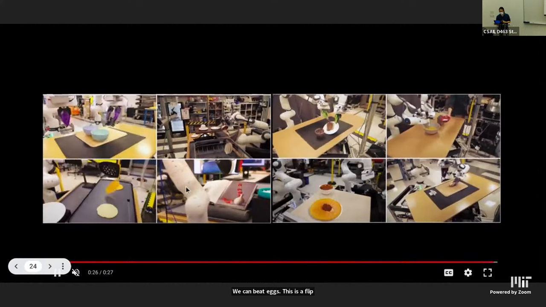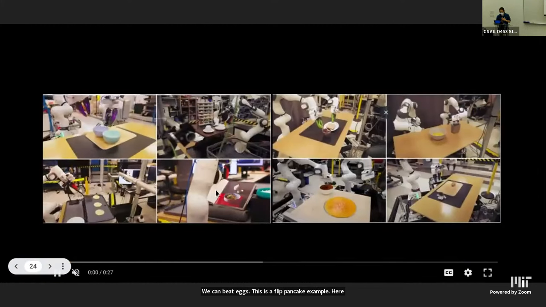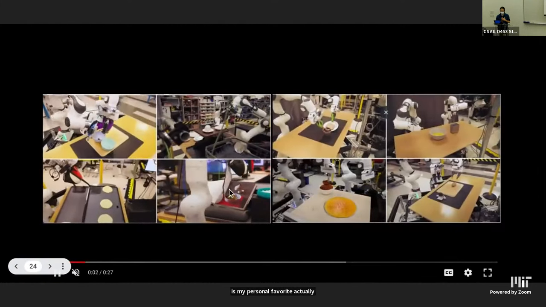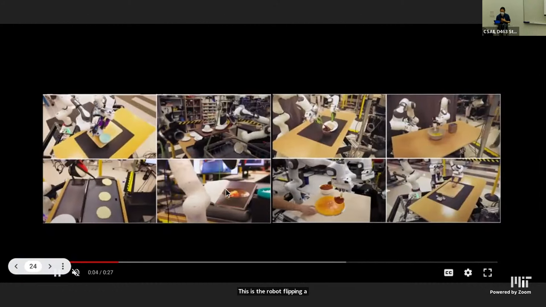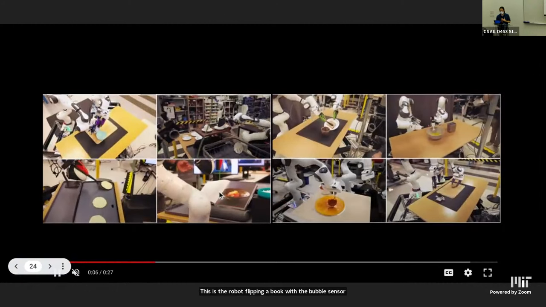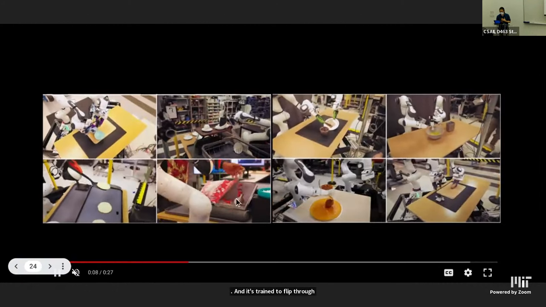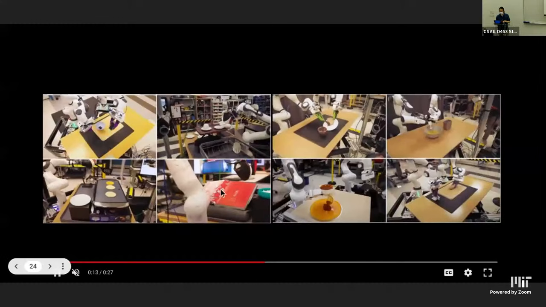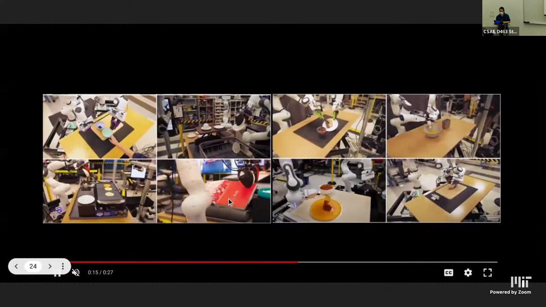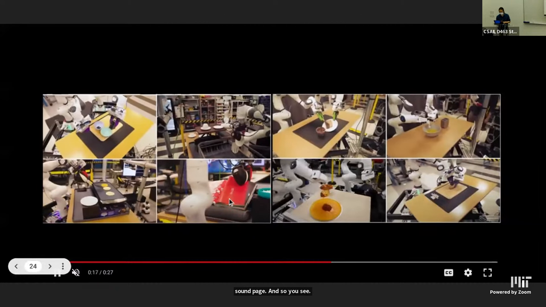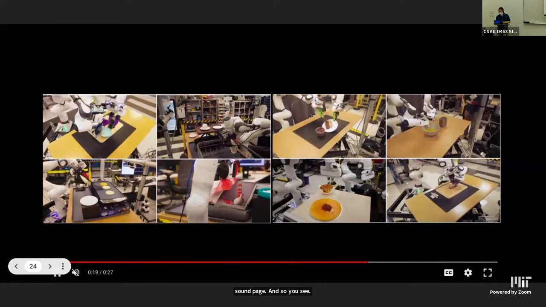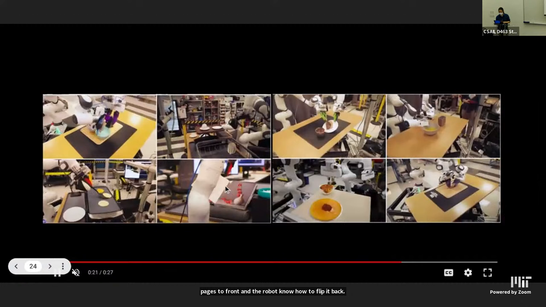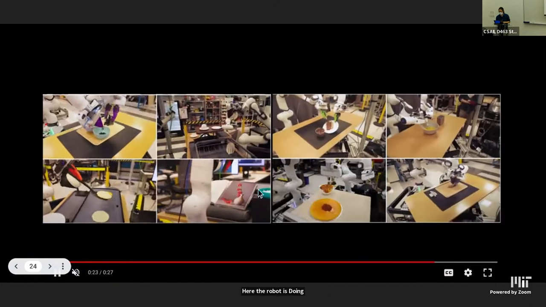Here is my personal favorite, actually. This is the robot flipping a book with the bubble sensor, and it's trained to flip to a specific page, which is that salad page. You see Naveen just flip a couple more pages to the front, and the robot knows how to flip it back. And here the robot is doing this once, and it's going to just keep doing it.